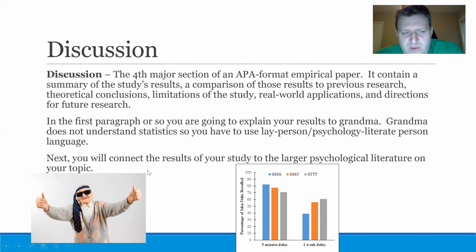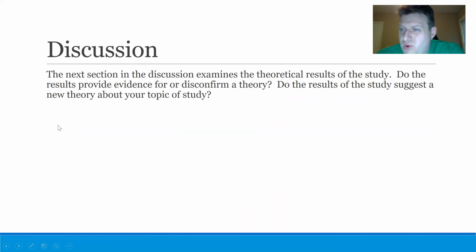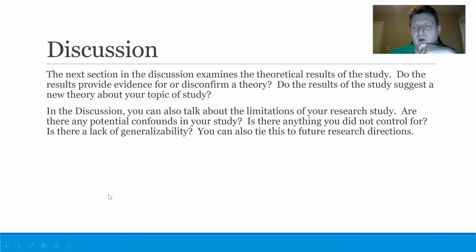So the next thing that we're going to do is we're going to try to connect the results of our study to the larger psychological literature. How do results of our study compare to all of those papers that we reviewed in the introduction of our paper? As we move on, we're going to see if the results of our study have any theoretical implications. Maybe it provides evidence for one theory and disconfirms another theory. All right, maybe we need to propose a new theory. We would do that in the discussion of our paper.